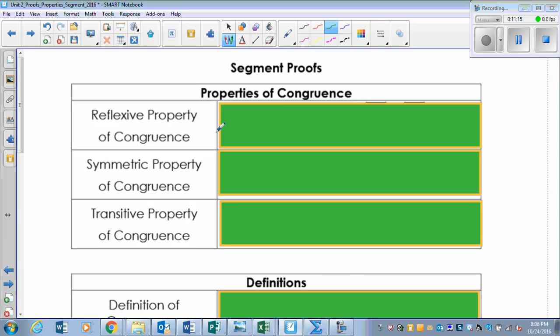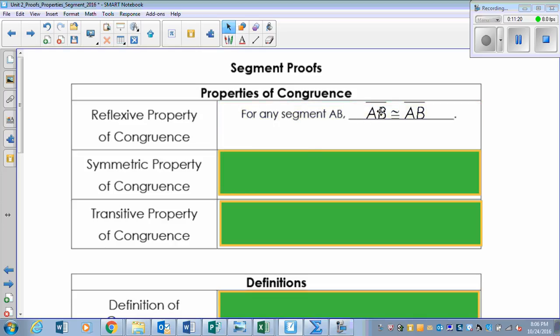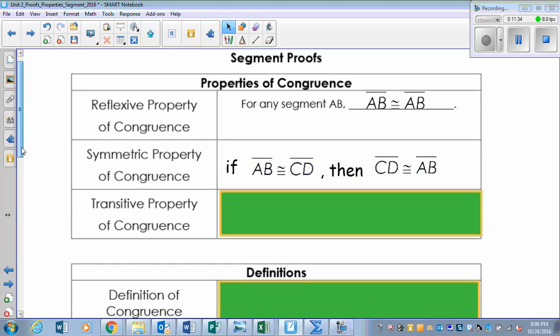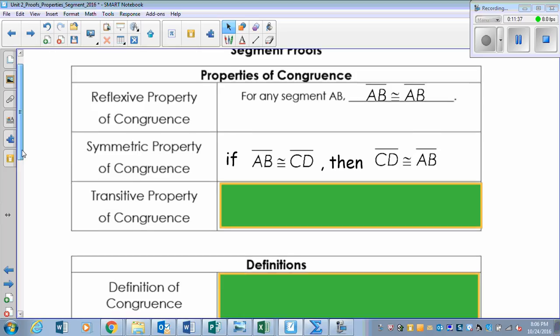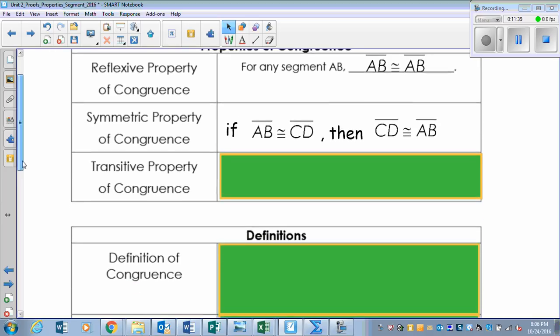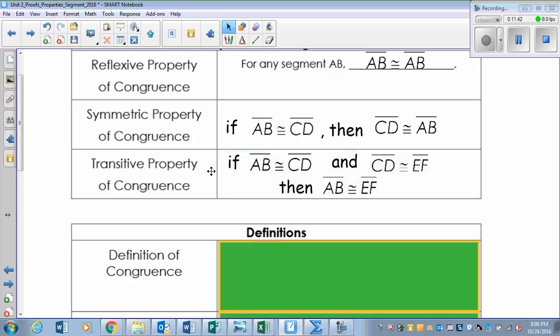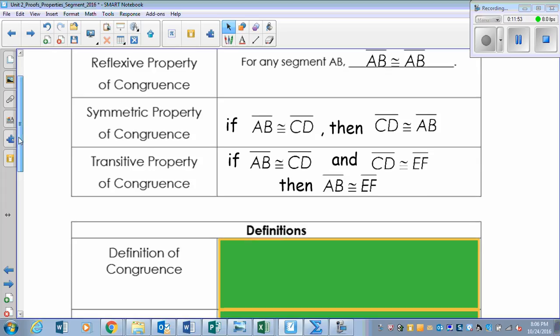So the reflexive property of congruence states that for any segment AB, segment AB is congruent to AB. So just like the reflexive property, but this is just of congruence. All right, the symmetric property of congruence, similar to the symmetric property, states that if segment AB is congruent to segment CD, then segment CD is congruent to segment AB. And likewise for the transitive property, if segment AB is congruent to segment CD and CD to EF, then AB has to be congruent to EF. So again, those are just like the other properties, but now they are of congruence.